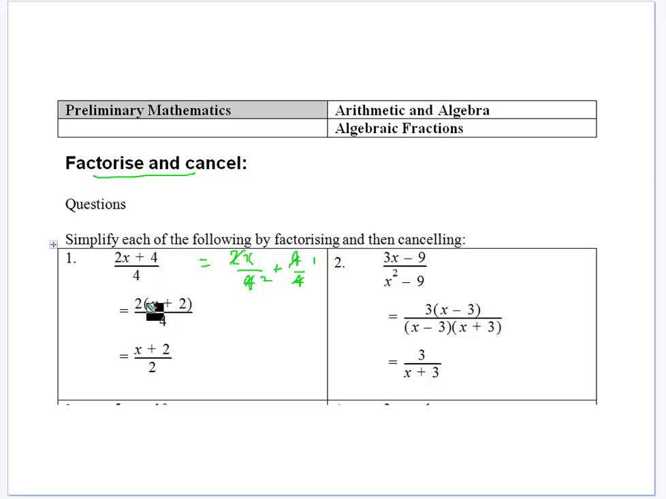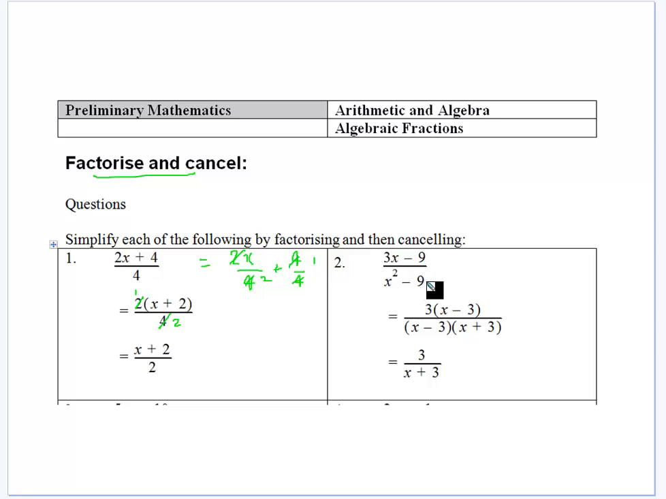Now when you consider multiplication and division in this regard, if there's only multiplication and division, then it's not a problem to go, okay, that's 2 divided by 4, that cancels, the 2 goes in once, and we've got the x plus 2 over 2. That's how we have to cancel. We just can't start taking terms off willy-nilly.